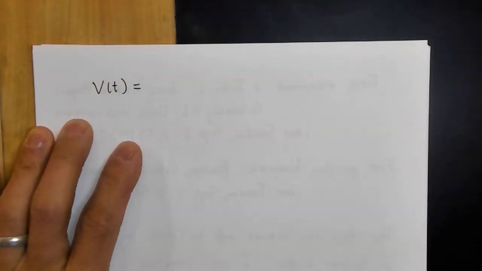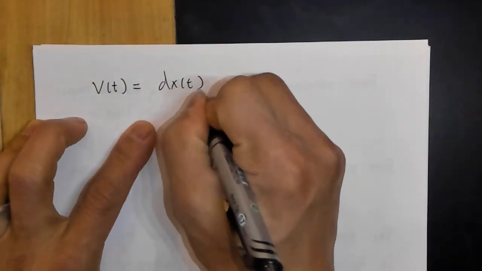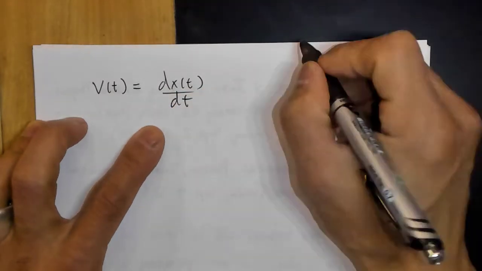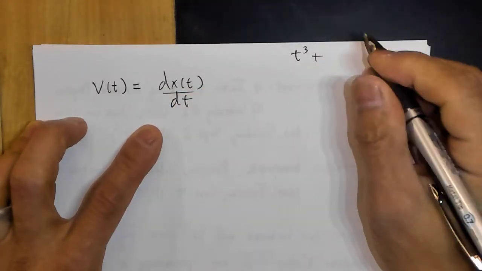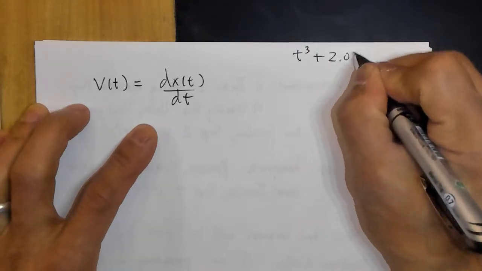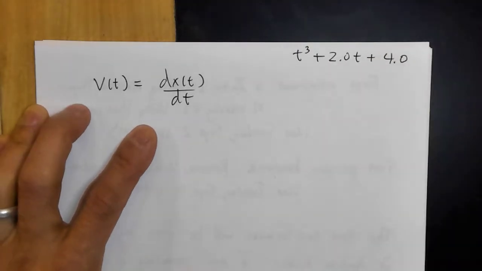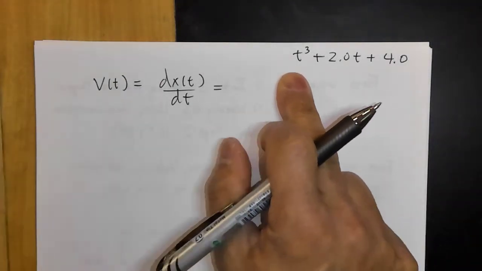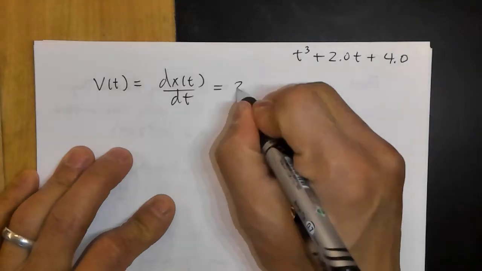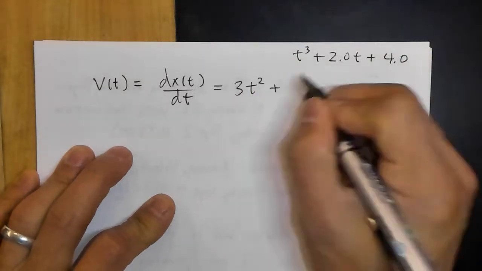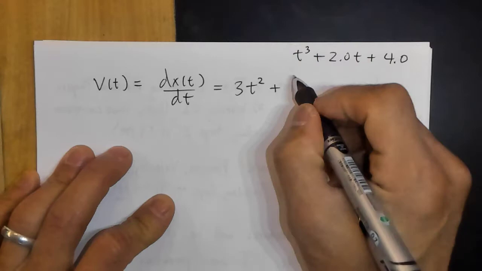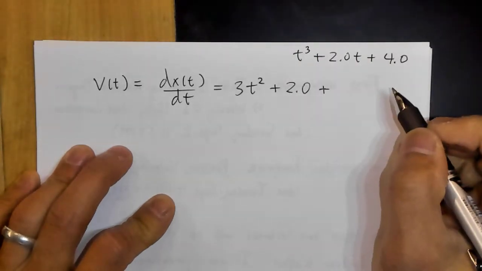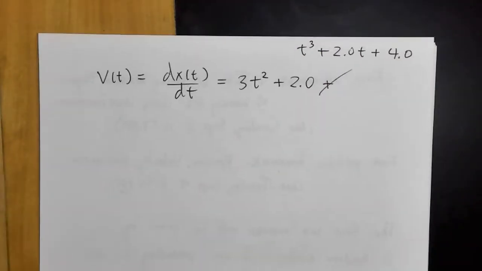Okay, to get the instantaneous velocity, we need to get v as a function of t. So that's the time derivative of x with respect to t. Remember, x was t cubed plus 2.0t plus 4.0. So you do the derivative of t cubed. What is the derivative of t cubed? Yeah, 3t squared. What's the derivative of 2.0t? Yeah, 2.0. What's the derivative of 4? 0. Okay, that doesn't have to be there.